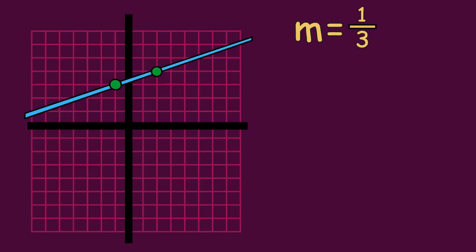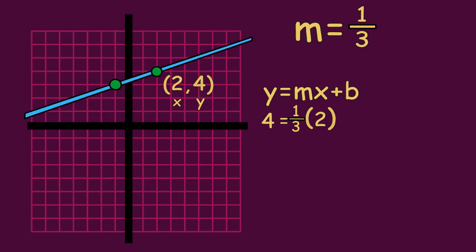It sounds way more complicated than it really is. Watch. You can use whichever coordinate you want. I'm going to choose 2, 4. As you know, the first number of a coordinate is the x value. The second number is the y value. We can take our x value of 2 and our y value of 4 and put them into y equals mx plus b with the slope. This gives us 4 equals 1/3 times 2 plus b.